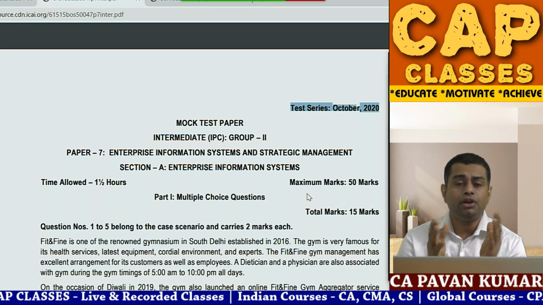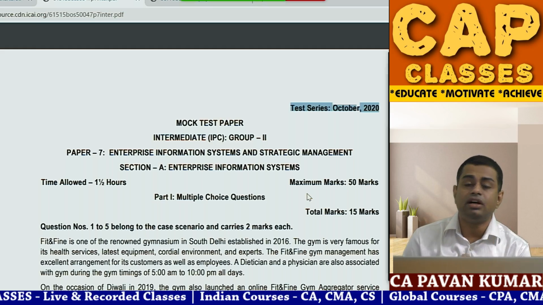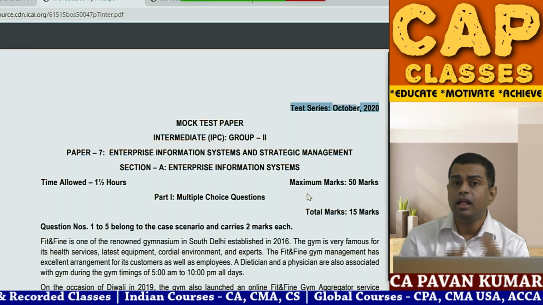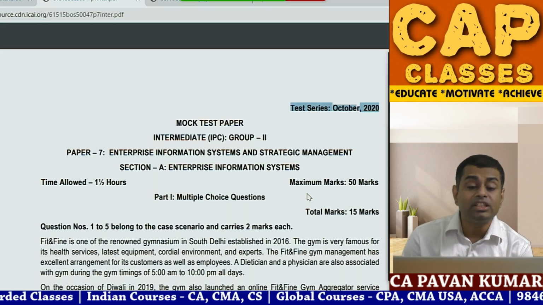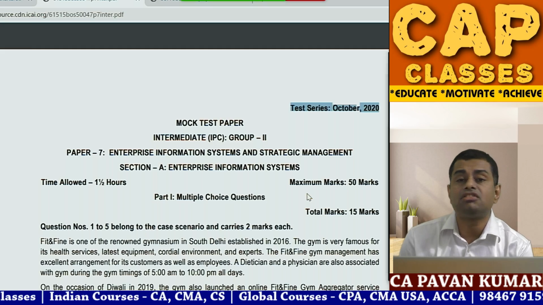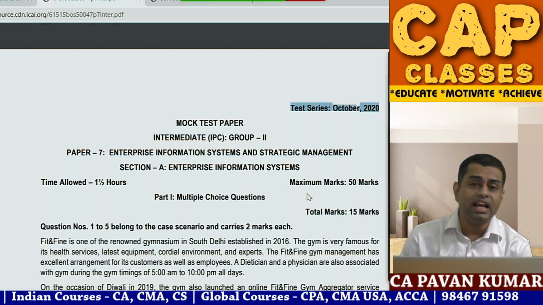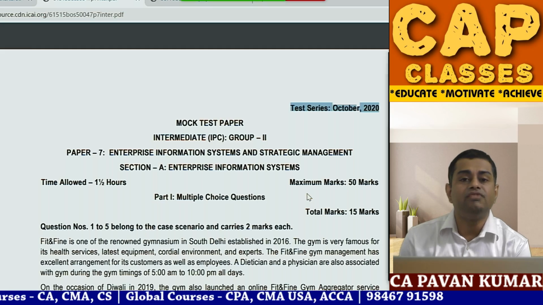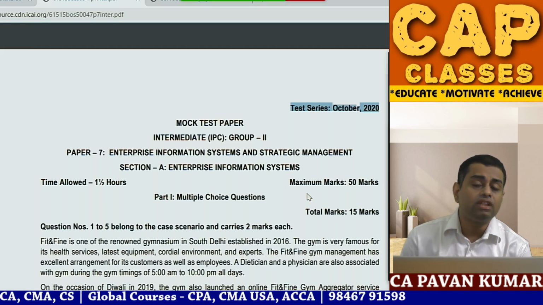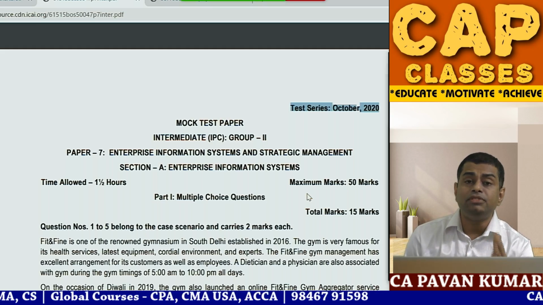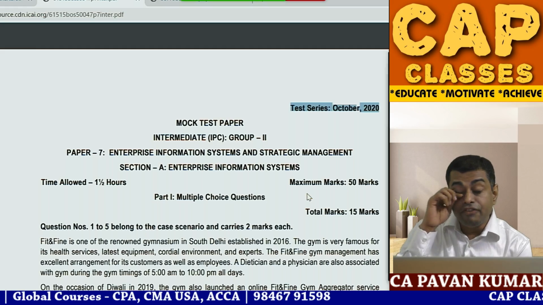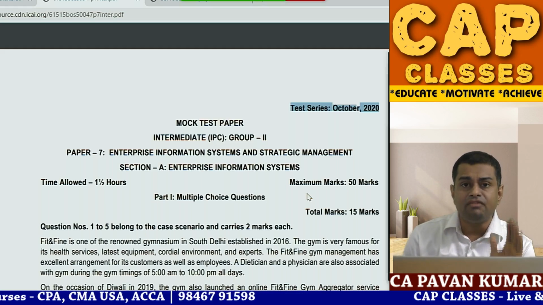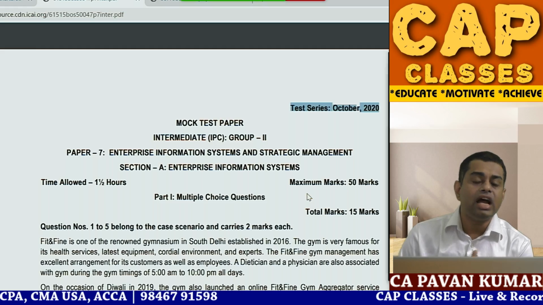As all of you know, whether you are an old syllabus student or a new syllabus student, this paper comprises two parts. The first part is Enterprise Information System, or EIS, as we call it. In the old syllabus, the same thing is called information technology, and the second part is strategic management. So Part A is either EIS or IT, which is for 50 marks. Part B is for strategic management, which is also for 50 marks. As you know, 30% of the marks is allocated for objective type multiple choice questions, 15 marks out of 50. So 15 marks is given for MCQs.